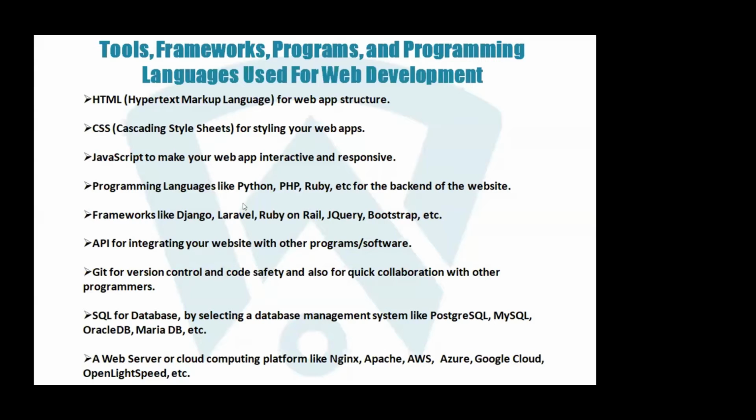Then for people using PHP, Laravel is the framework that does almost what Django does, for people using PHP as their backend language. Then Ruby on Rails is a framework for the Ruby programming language. It does almost what Django does for Python.